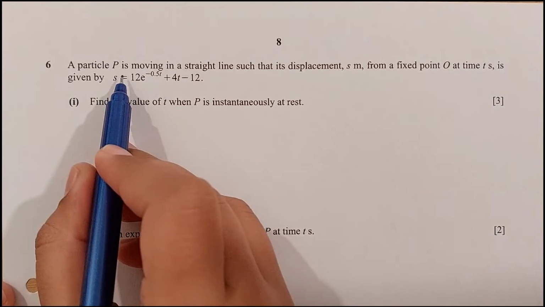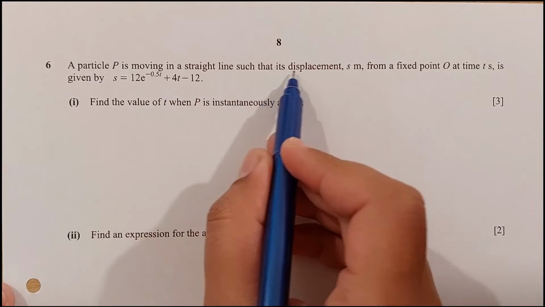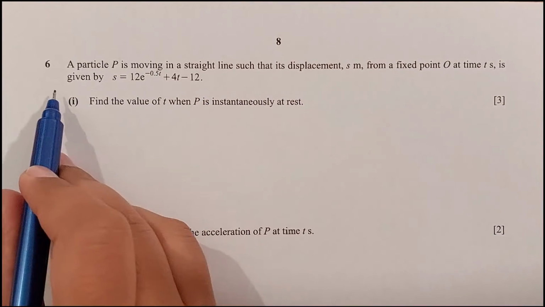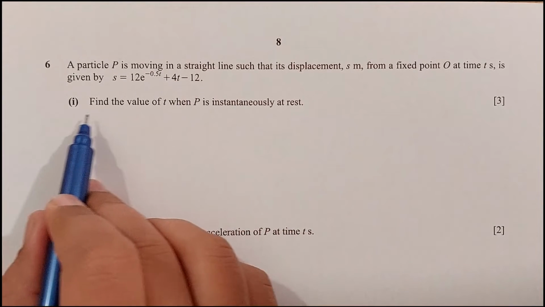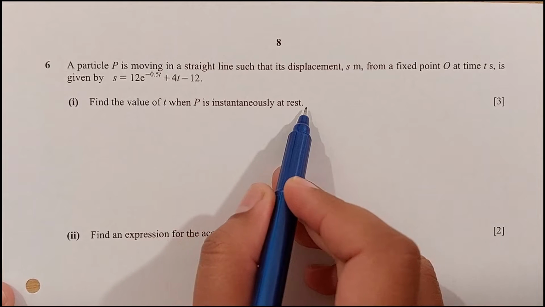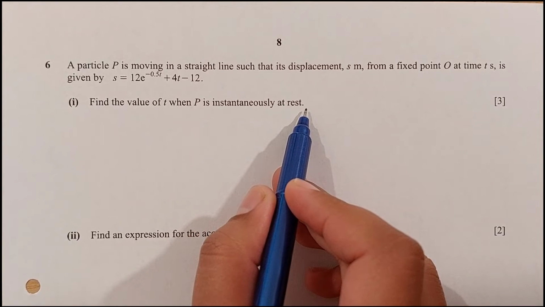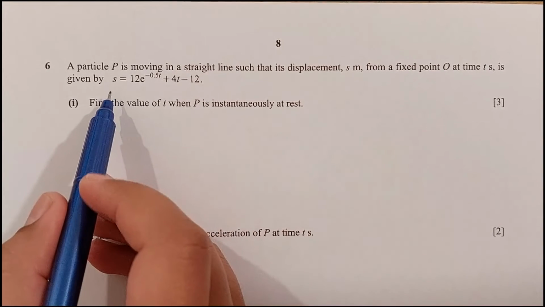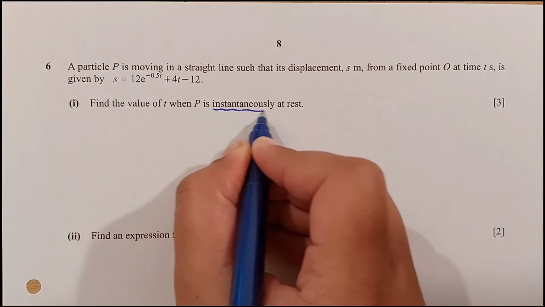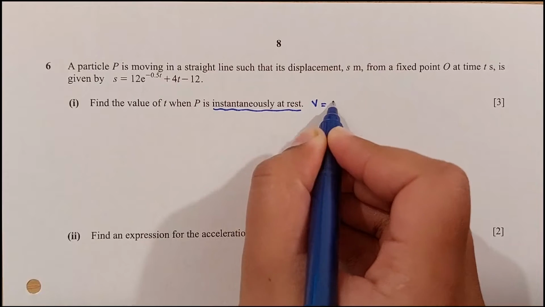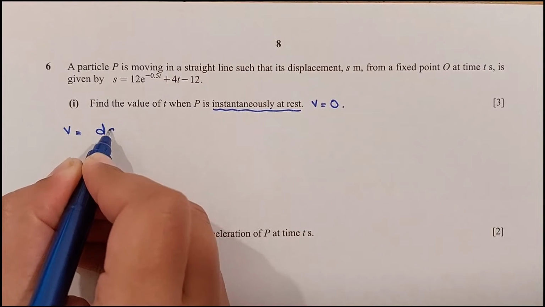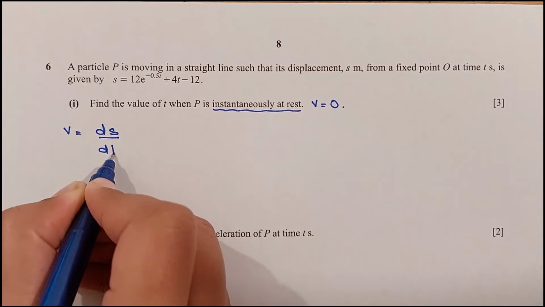Question number 6. A particle P is moving in a straight line such that its displacement s meters from a fixed point O at time t seconds is given by this. Number 1, find the value of time when the particle is instantaneously at rest. So instantaneous rest is a point when the velocity of the particle is equal to 0. So we have to find the velocity of the particle by taking the derivative of displacement with respect to time.